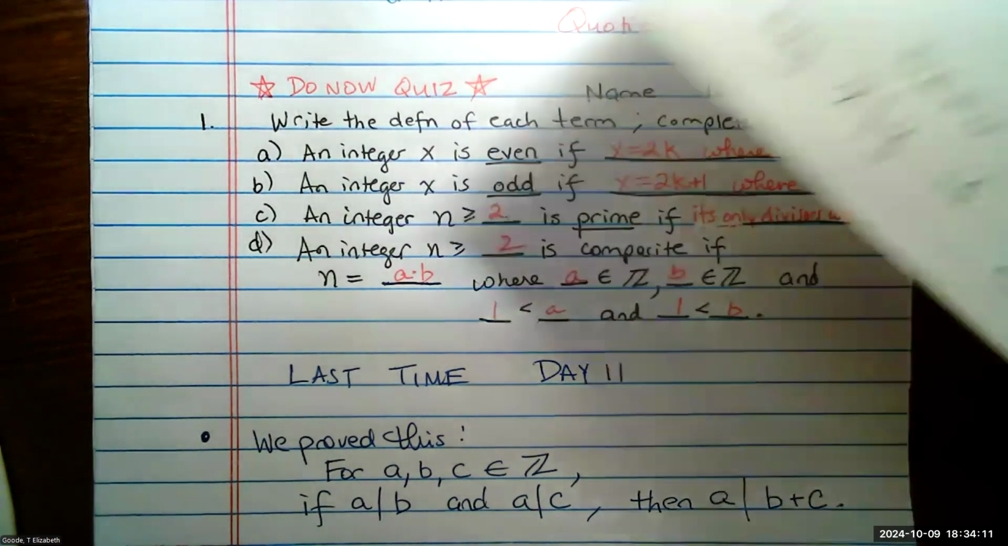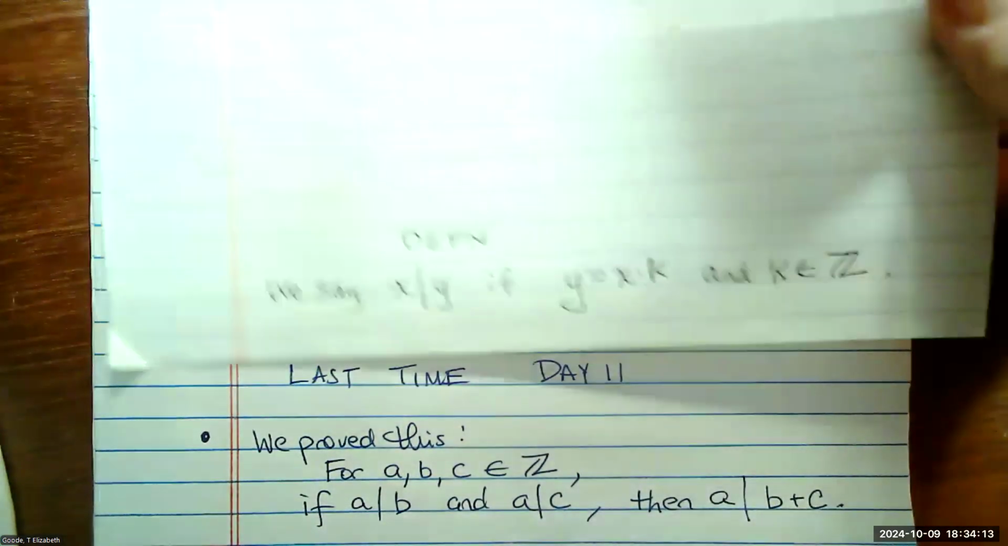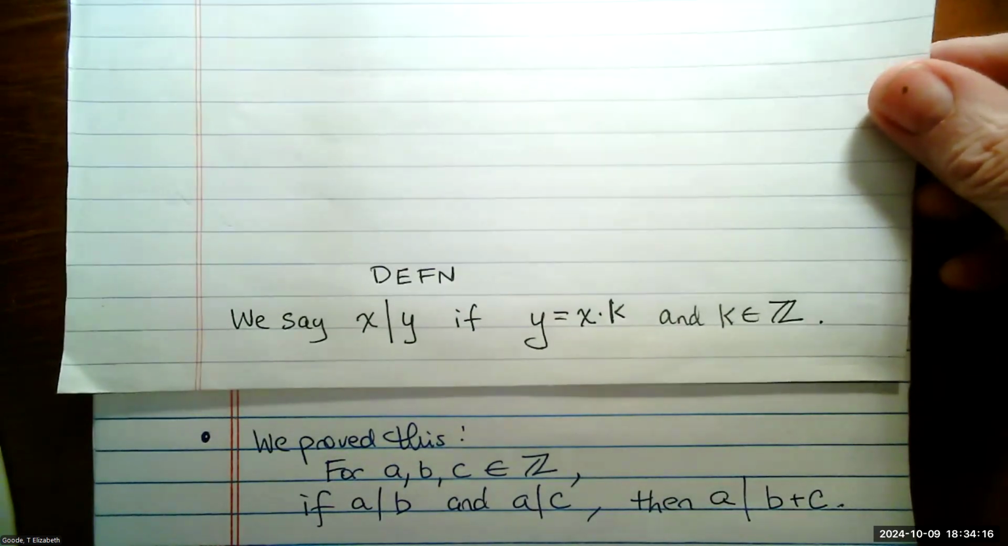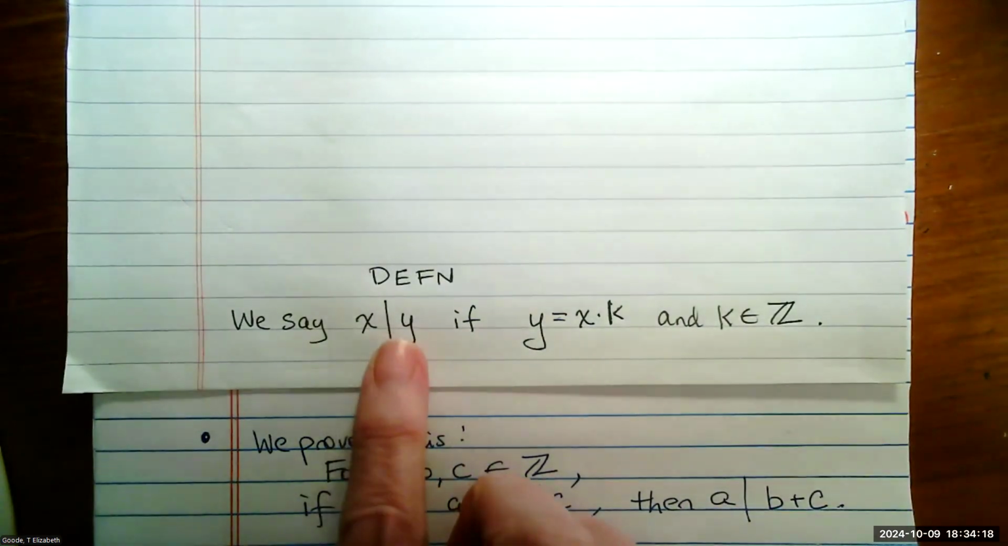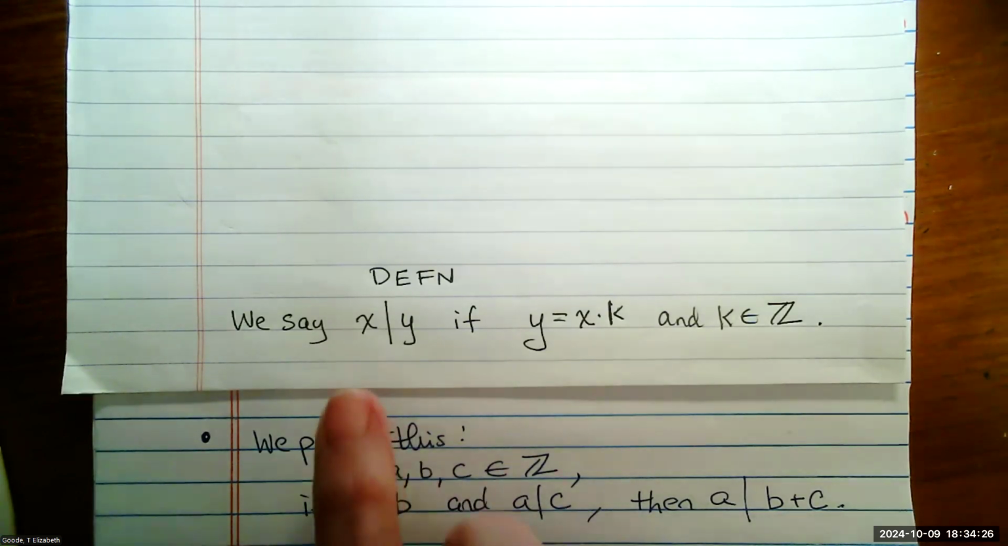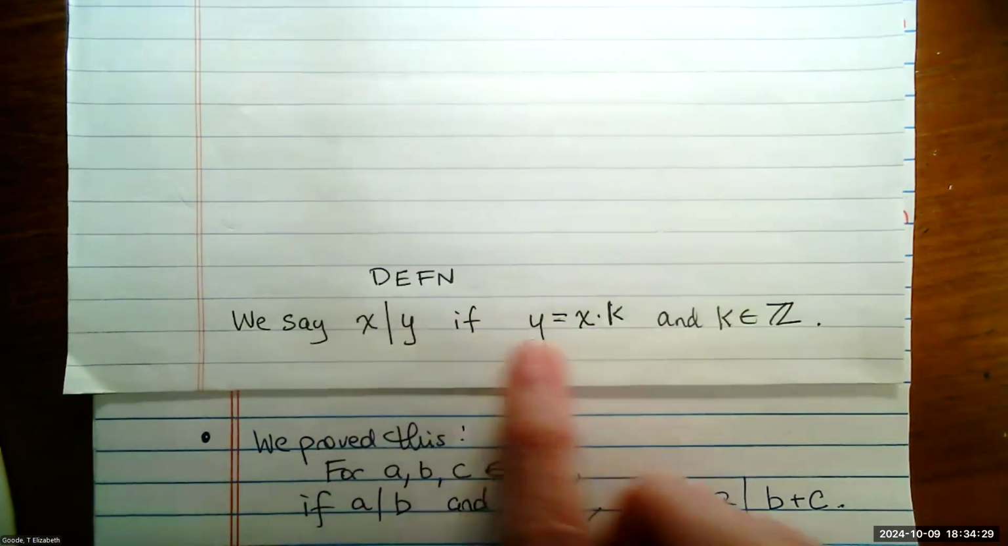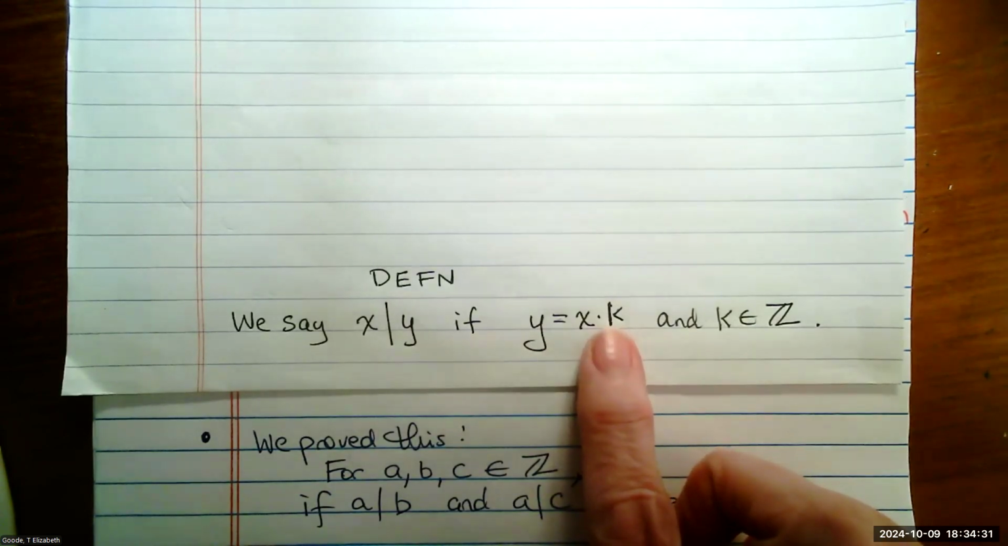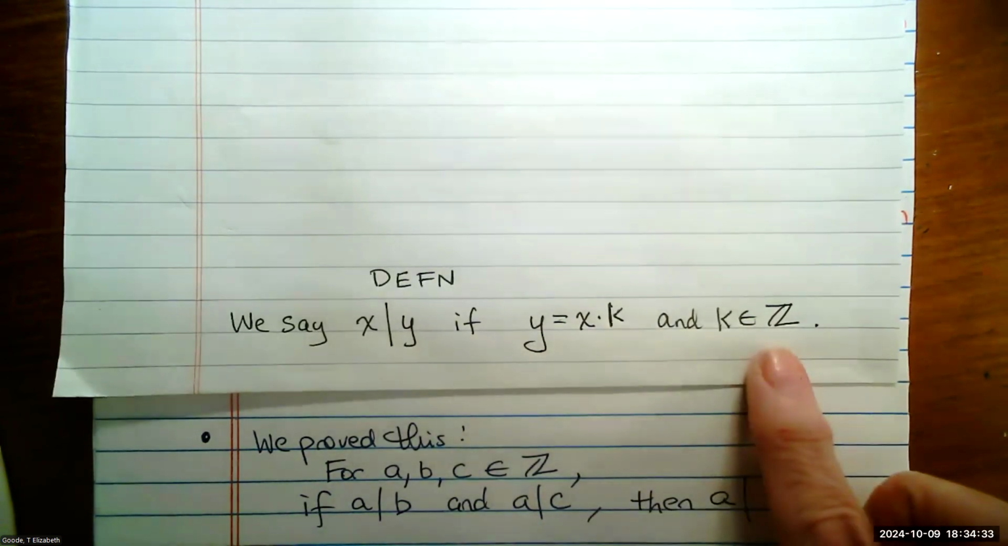So what I'd like to do with you right now is just review the definition of divides. Remember, we say x divides y. We're talking about integers, of course. And x is not 0 because we've never tried to divide by 0. x divides y if y is equal to x times k, where k is an integer.